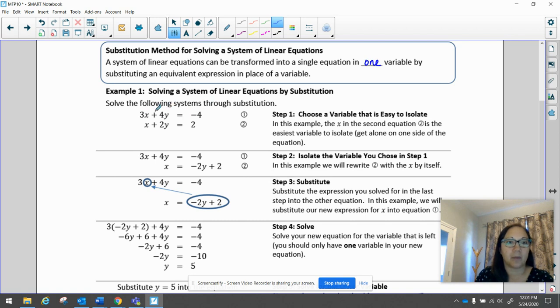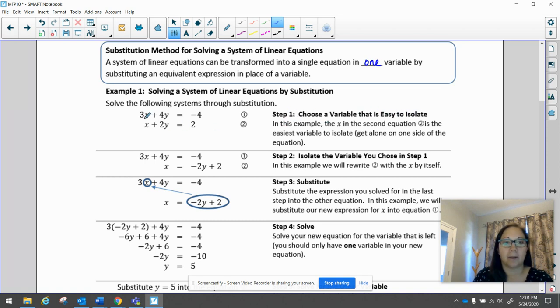So let's say, for example, we have these two equations, and I have a 1 and a 2 beside them just to call them equation 1 and equation 2 to make them easy to refer to. Our first equation is 3x plus 4y equals -4. And the second equation is x plus 2y equals 2. Our first step is to choose a variable that's easy to isolate.